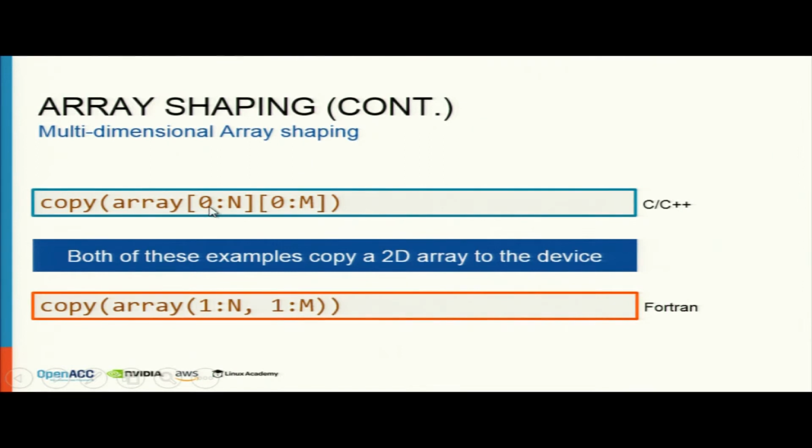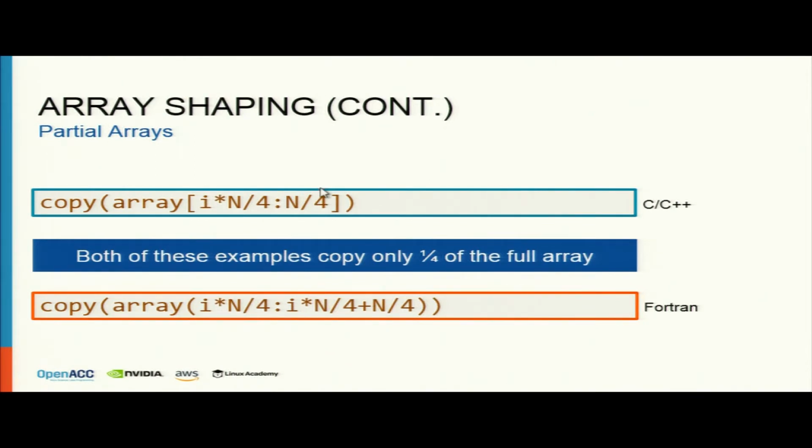Similarly, you can do it in multi-dimension. This is a 2-dimension array. You are saying I am copying from 0 to 1 in one dimension, 0 to m in the second dimension. So you can copy multi-dimensional arrays as well, or you can also copy partial arrays. You don't need to always copy the full array. Based on your input and output, you can copy only partial arrays.